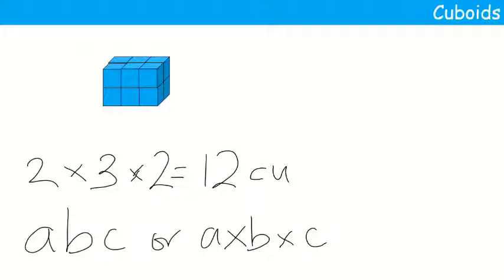This is the general formula for the volume of any cuboid with length A, width B, and height C. Solid volume can be measured in cubic centimeters. 1 cubic centimeter is the volume of a cube of side 1 centimeter, which is the standard unit in base 10 materials. Larger volumes, such as the volume of a classroom, might be measured in cubic meters.